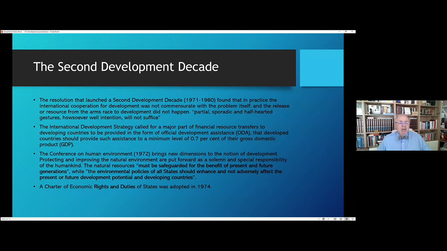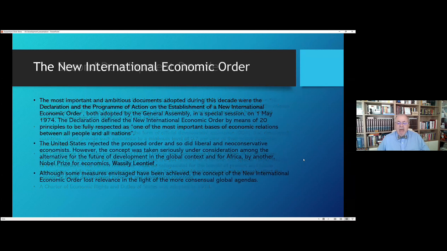So then, more or less, the practice was continued. The General Assembly launched a new development decade, the second one. And the resolution that launched that decade recognized that partial, sporadic, and half-hearted gestures, however well-intended, will not suffice. So it is a kind of statement that the development decade was a good initiative, but it didn't produce the expected results. But now I need to go back to it.